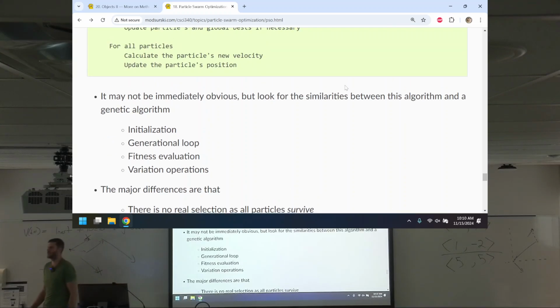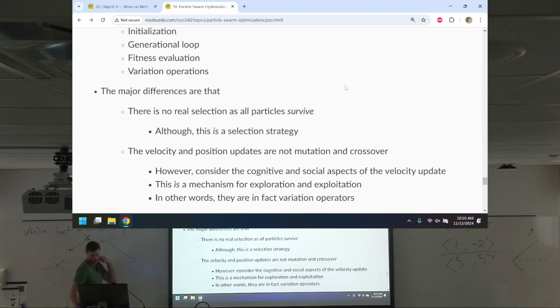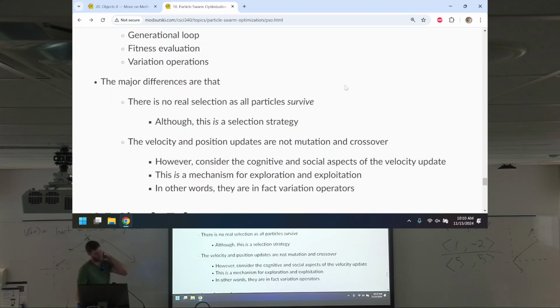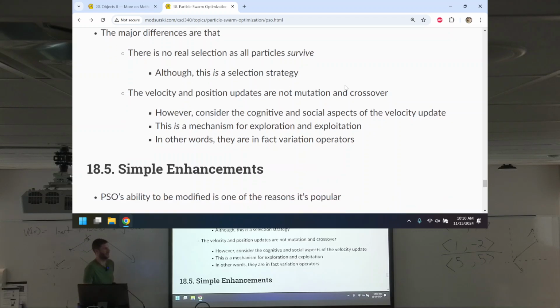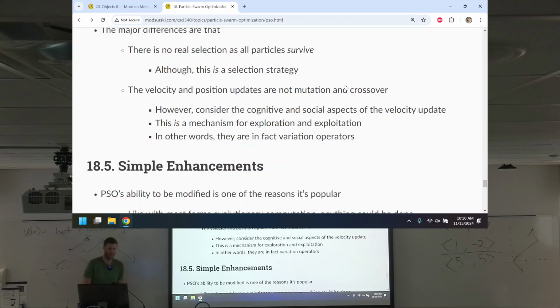It may not be immediately obvious, but look for the similarities between this algorithm and a genetic algorithm: initialization, generational loop, fitness evaluation, variation operators. The major differences are that there's no real selection, as all particles survive, but they're all influenced by one another, although this is a selection strategy. And the velocity and position updates are not mutation or crossover, but consider the cognitive and social aspects of velocity updates. The cognitive is kind of like mutation, and the social is kind of like crossover. There are internal changes that only really affect me, and then there's the social, which is influenced by otherness. These are variation operators.